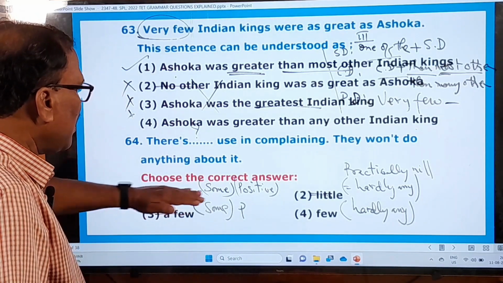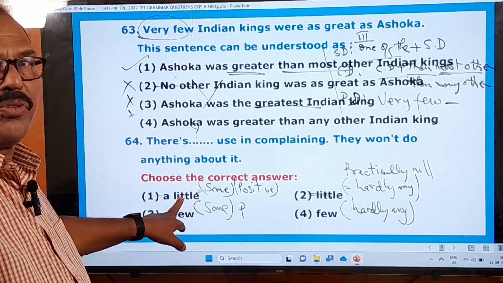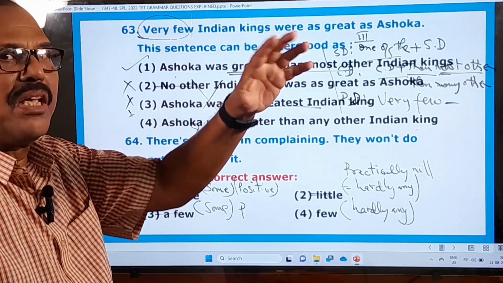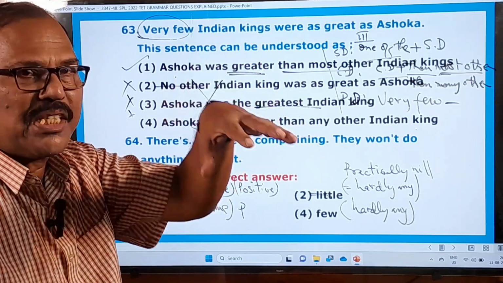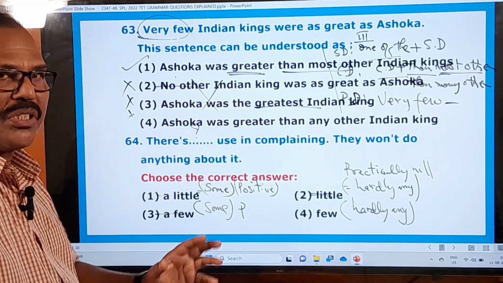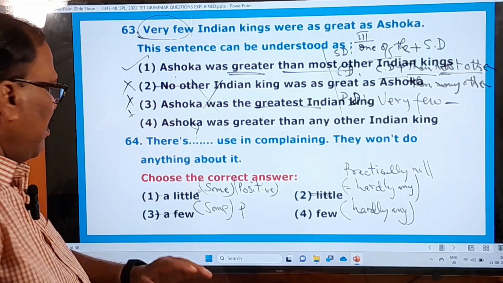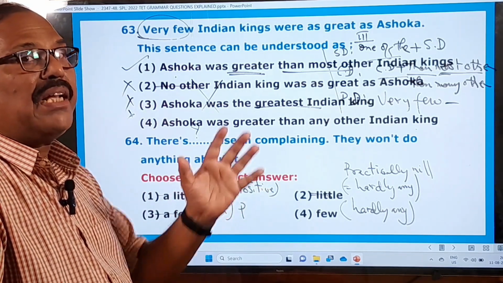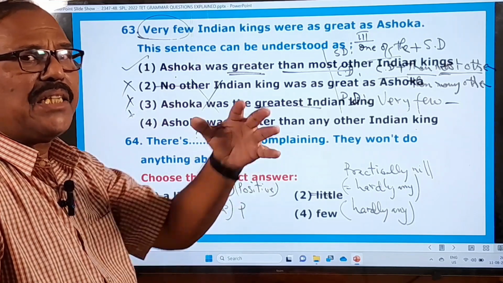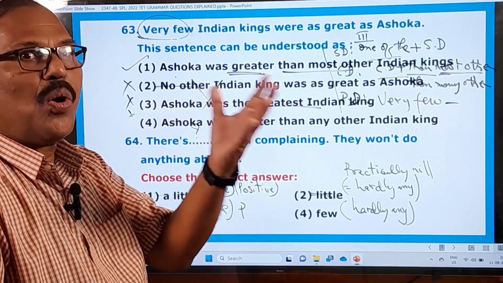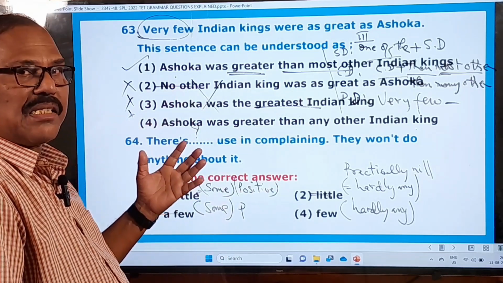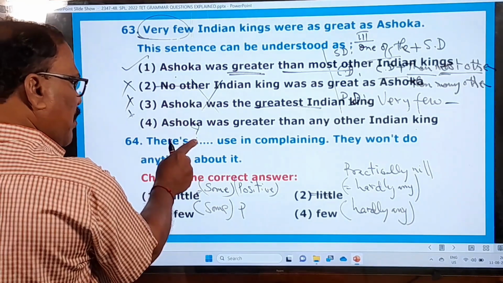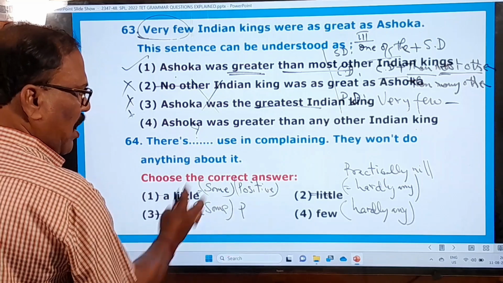This is used to indicate quantity, this is used to indicate number. A few buses, a few students, a few coaching centers. After a few, you must use some plural noun. But a little is used with some abstract noun. A little water, a little time, a little hope, a little success, a little use. So what is to be used here, if you know the meaning of these four words?